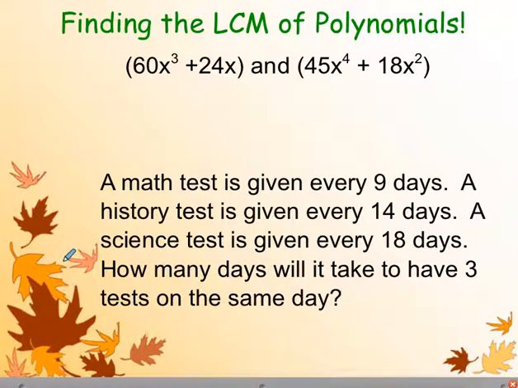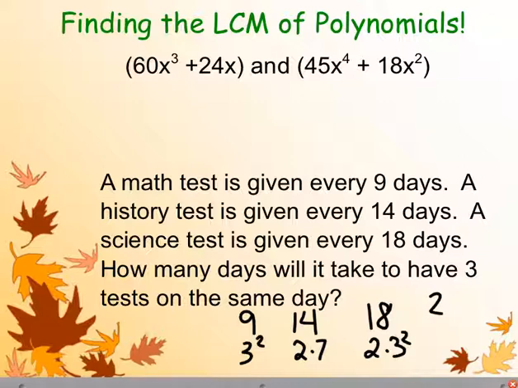Now this is something that will come up every once in a while, so we're trying to figure out this situation. A math test is given every 9 days, a history test every 14 days, the science test every 18 days. How many days will it take to have 3 tests on the same day? What we're really trying to find is the least common multiple of those numbers. So when we put it in its prime factorization, we get 3 squared, and times 3 squared. So in our answer, we're going to have a 2, we're going to have a 3, and the biggest is a 3 squared, and a 7. So when we multiply that out, let's see, 2 times 9, 7, we get every 26 days, we will have all 3 tests on the same day.